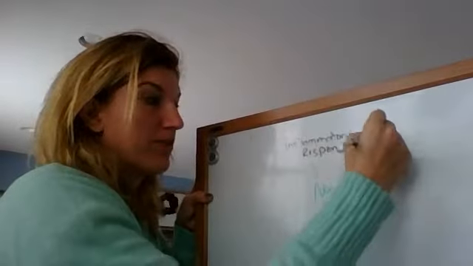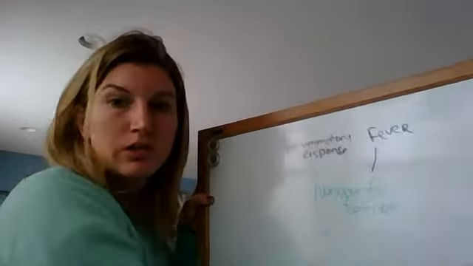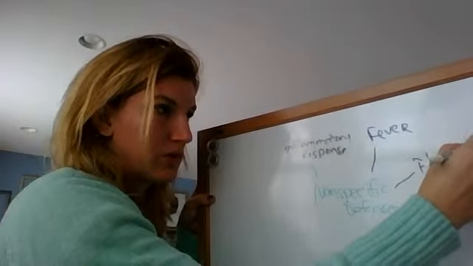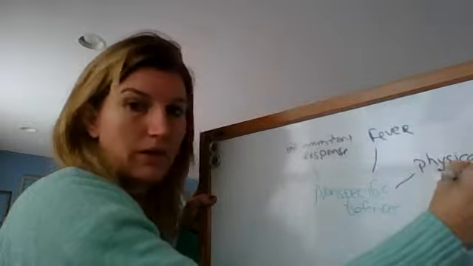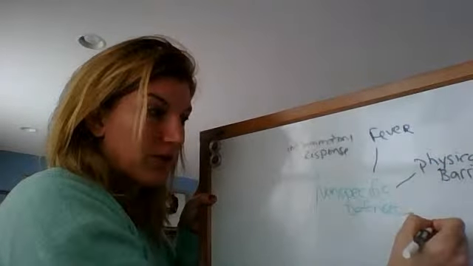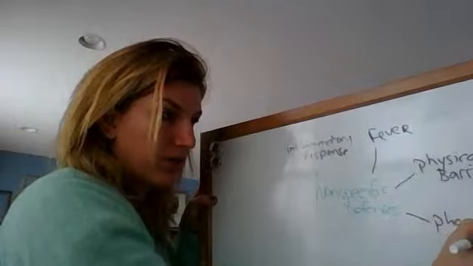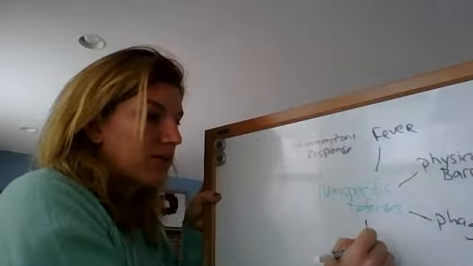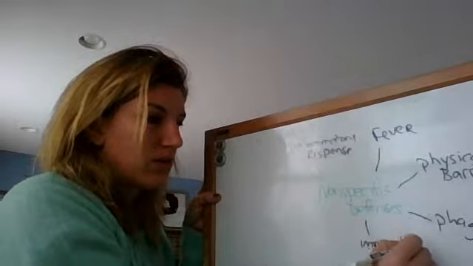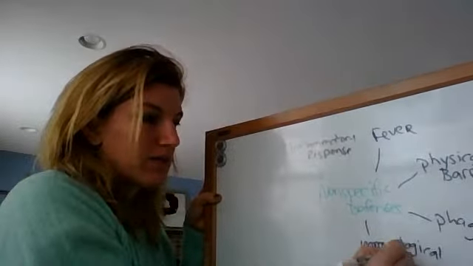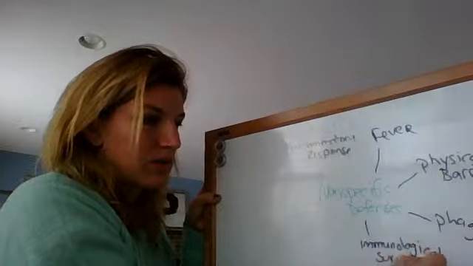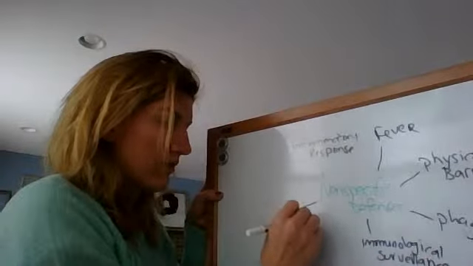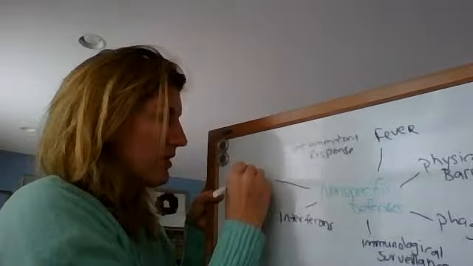We have things like fever. We have things like physical barriers. Phagocytes. Again, we're going to go through and define each of these and see how they are a non-specific defense. We have this immunological surveillance throughout our body. We also have interferons. And we have something called complement.